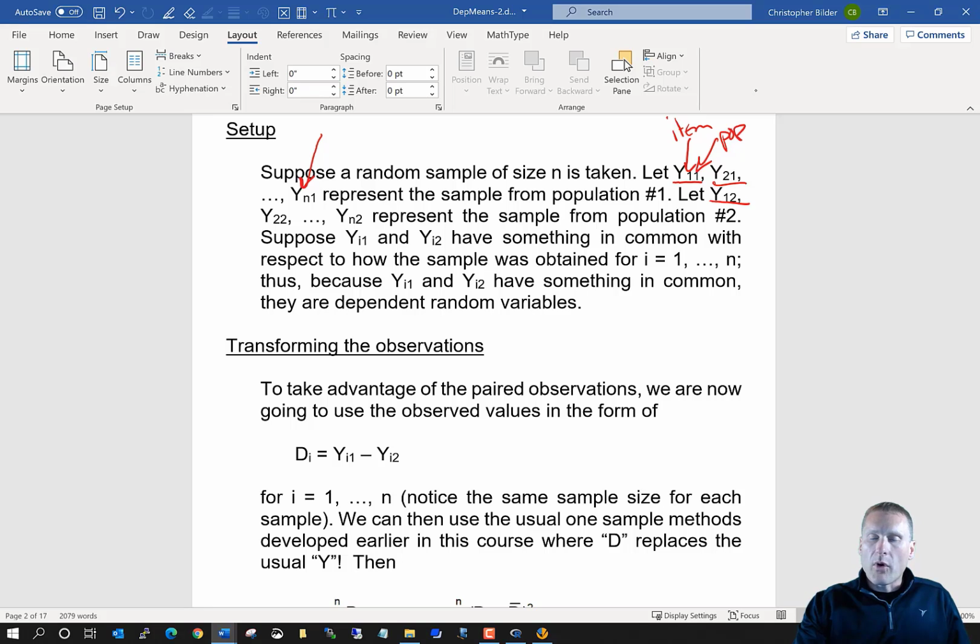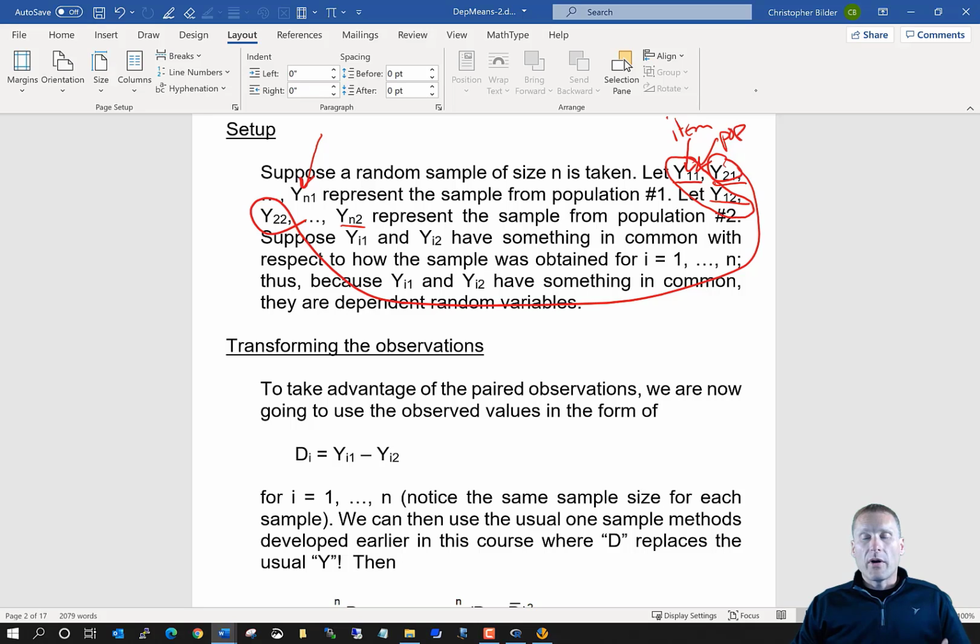Then let's let Y12 be item 1 that comes from population 2, all the way down to Y sub N2, which would be item N that was sampled from population number 2. The key thing, though, is that Y11 and Y12 have something in common with respect to how this sample came about. Y21 and Y22 have something in common in terms of how the sample came about, and so on.